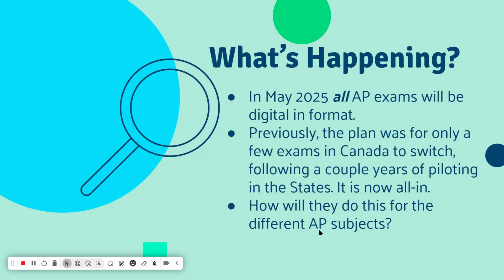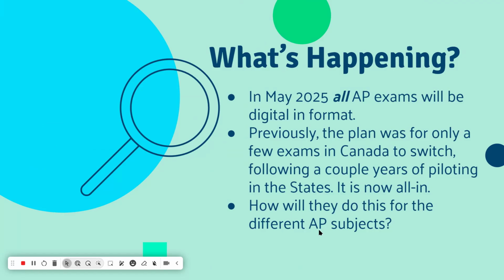So just to let you know, we have had a little bit of a change in things because originally it was supposed to be that we were just going to have about 3 exams for AP switching over to digital this coming year. But then there was a little bit of an issue with exam security, and the College Board said, nope, we're all in. Everybody, US, Canada, everybody is switching over to a digital exam format. So that's going to be for everybody this coming May.